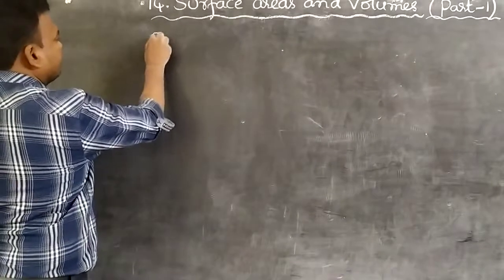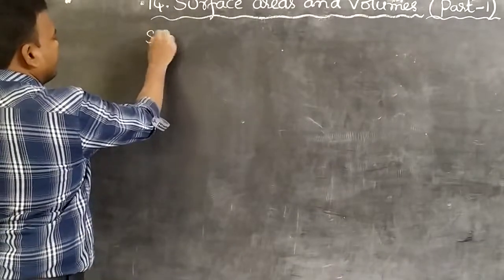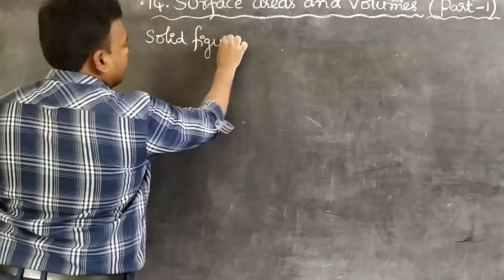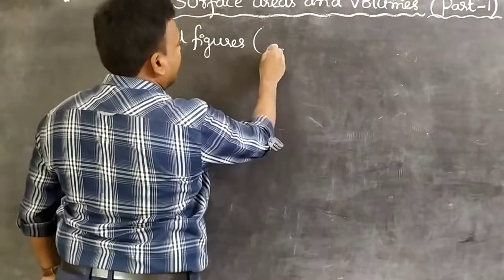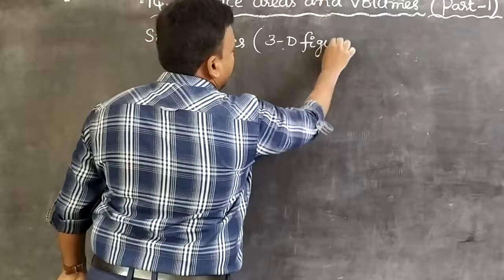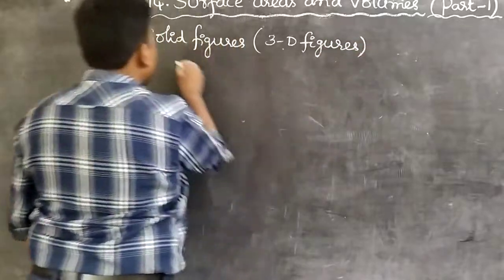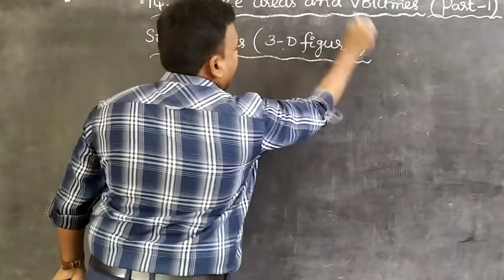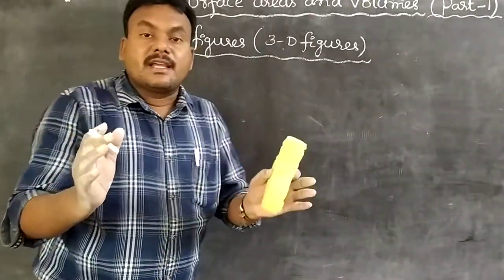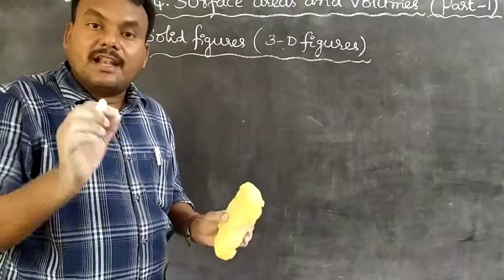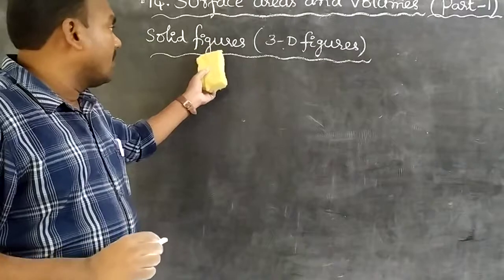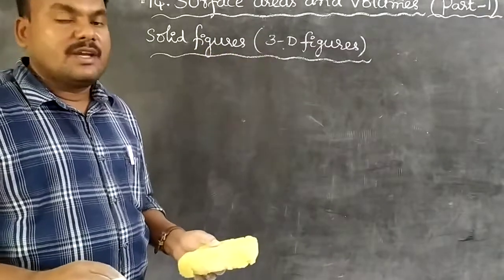Plane figures. Now solid figures. Solid figures are also called 3D figures, that is three-dimensional figures. Right, students? The figures consisting of three dimensions, that is length, breadth and also height, are said to be solid figures or three-dimensional figures.